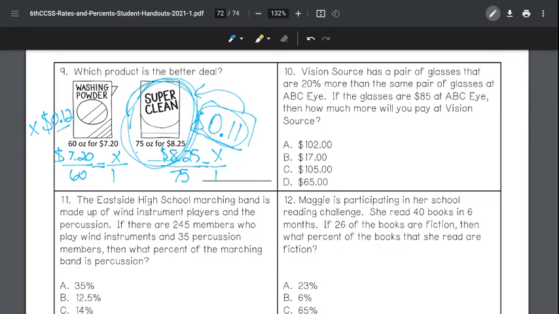Number 10. Vision Source has a pair of glasses that are 20% more than the same pair of glasses at ABC Eye. If the glasses are $85 at ABC Eye, then how much more will you pay at Vision Source?